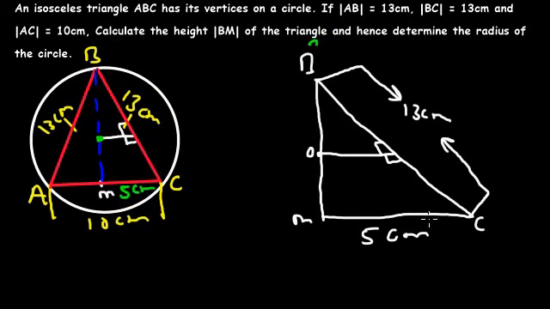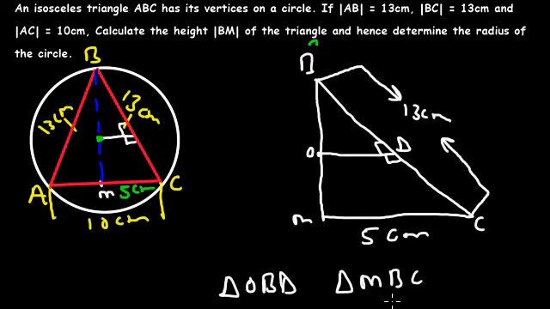Incredible. Now you can clearly see that we now have two triangles that are similar, that are embedded together, that are conjoined together. The first one, if this point, let's assume this point is D, then the first triangle is triangle OBD, which is the smaller one on top, and the bigger one is triangle MBC.